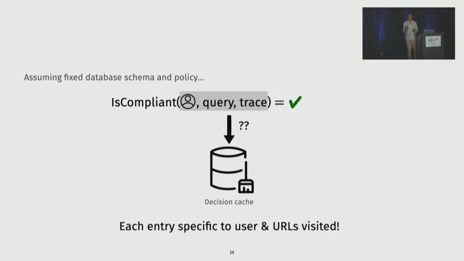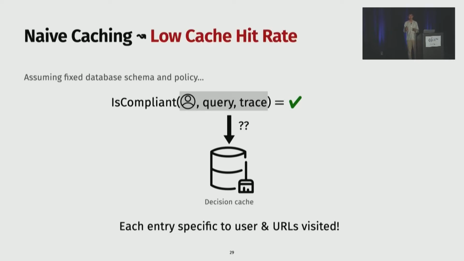This approach has an issue, because now every single cache entry is specific to the user and the URLs visited. Because a web application has many, many different users and URLs, it is very unlikely that the exact same triple will be encountered in the near future. And so this naive caching strategy will have a low cache hit rate.